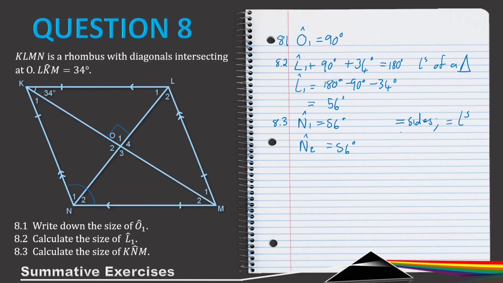So either the reason that diagonals bisect the angles, or you can just say alternate angles. I'm just going to say alternate angles, whereas KL is perpendicular to NM. Okay, now we can say that therefore K and M is equal to 56 plus 56, and that's going to be 112 degrees, and we are done.